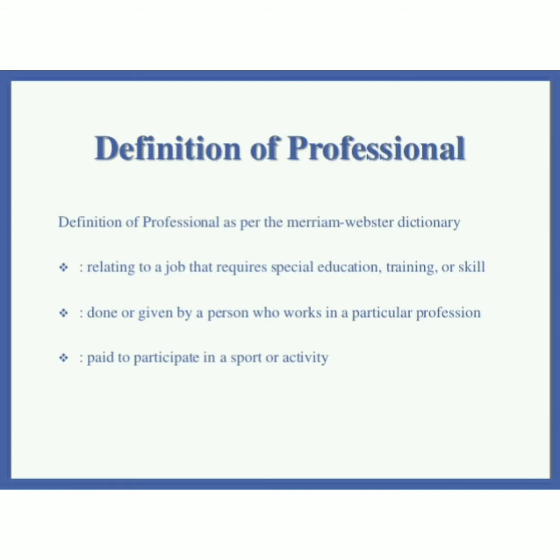Definition of professional according to the Merriam-Webster Dictionary. 1. Relating to a job that requires special education, training, or skill. For example, teaching, where one has to get formal education at a university or a college. Becoming a doctor, for example. There are other types of professional. These persons go through many years of practices. 2. Done or given by a person who works in a particular profession. And 3. Paid to participate in a sport.